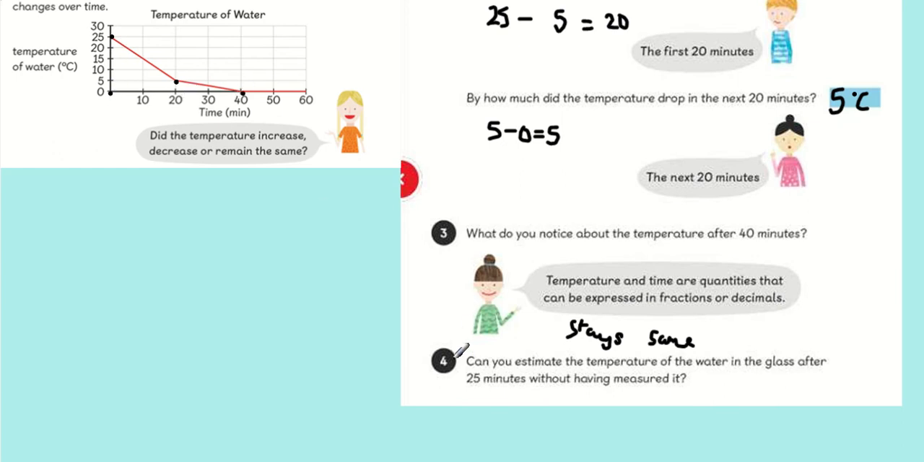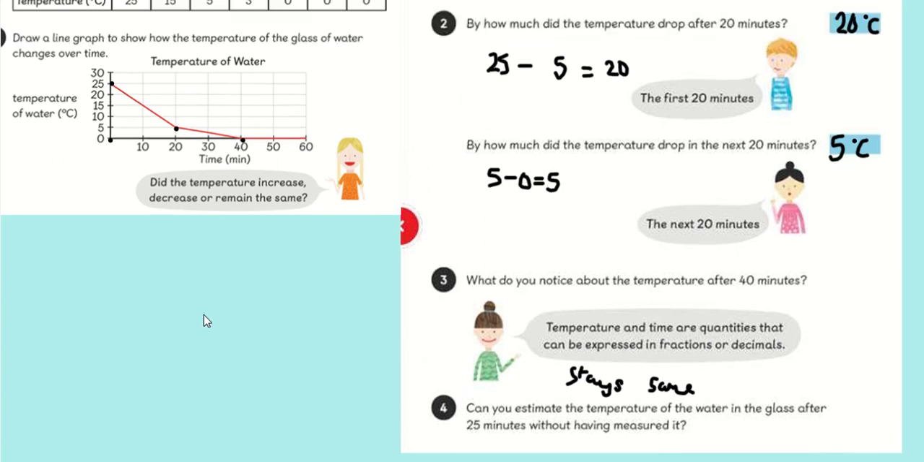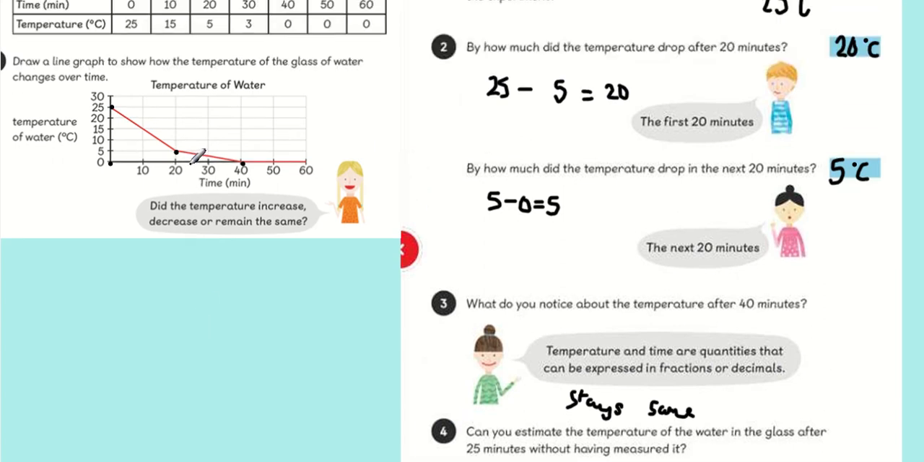So question 4, can you estimate, that means to have a good guess, the temperature of the water in the glass after 25 minutes without having measured it? I think we can. So we know that 25 minutes will be halfway between 20 minutes and 30 minutes, so about here.